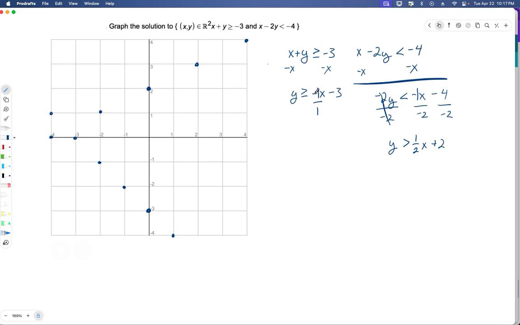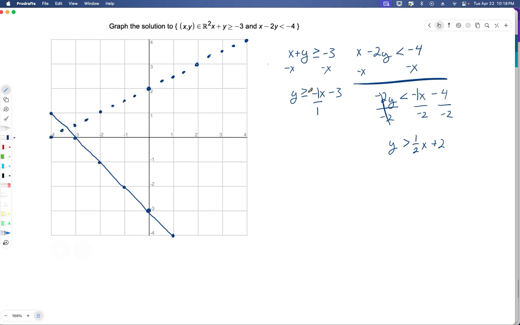Okay, so the first line has an equal sign under it. So this is going to be a solid line. That's how you're going to graph that. You will make a solid line here. This line does not have an equal sign under it. So these are going to be dotted. So you're just going to make some dots to show where they would fall. Just kind of fill it with dots. Okay, so you have a dotted line and you have a solid line.